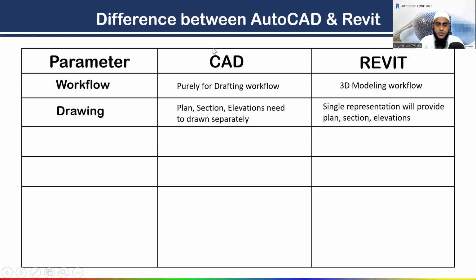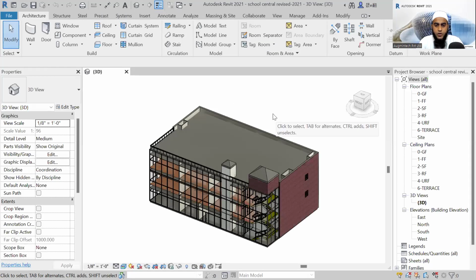See, here I am showing you one example. Suppose I have taken one architecture model. I think it is visible to all of you, tell me. I have opened the Revit software, and here I have taken one small model.